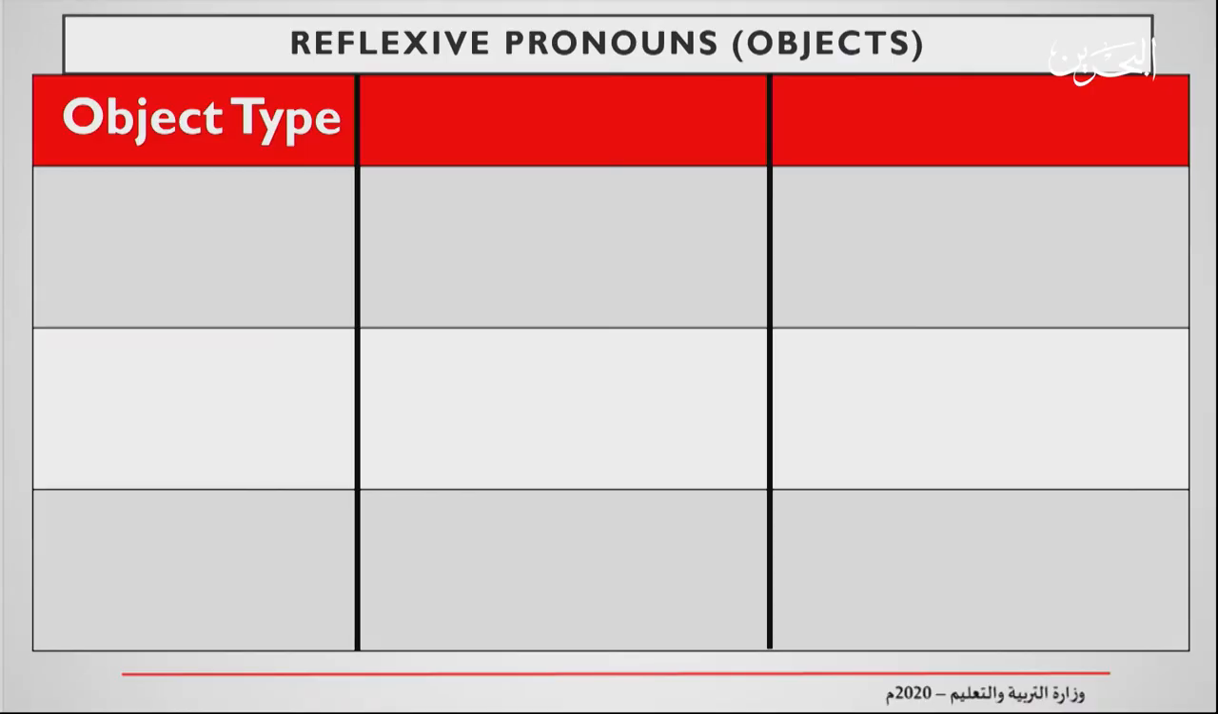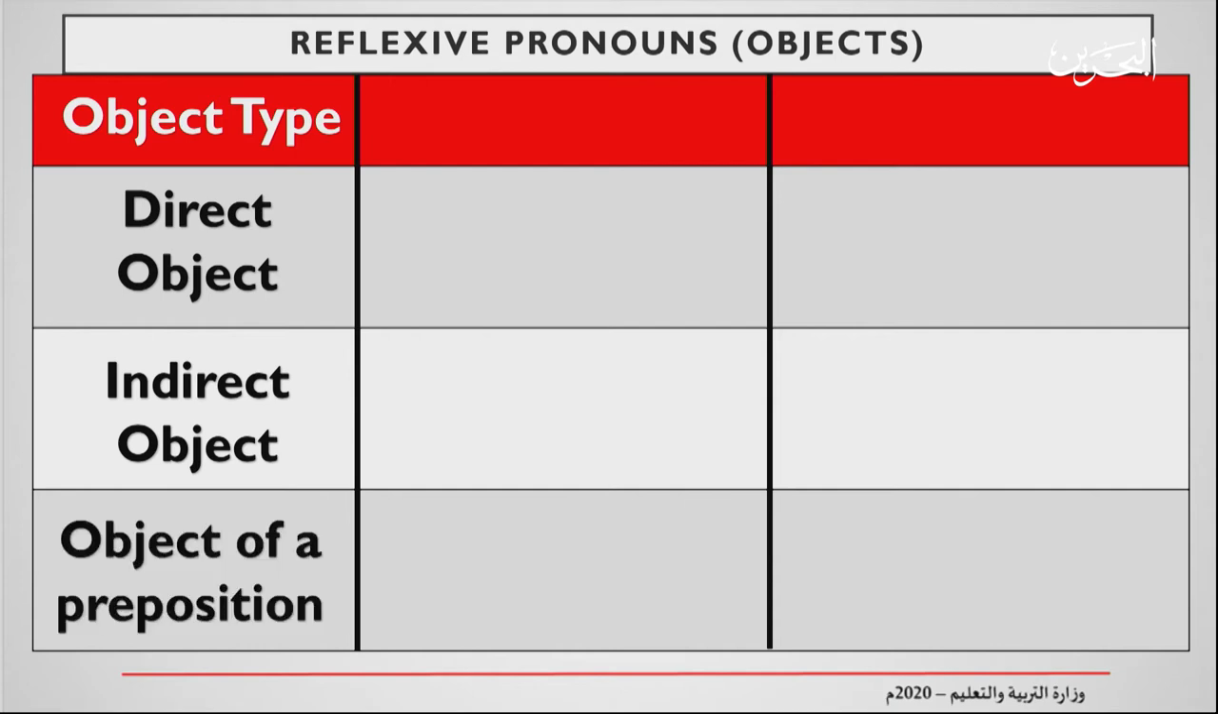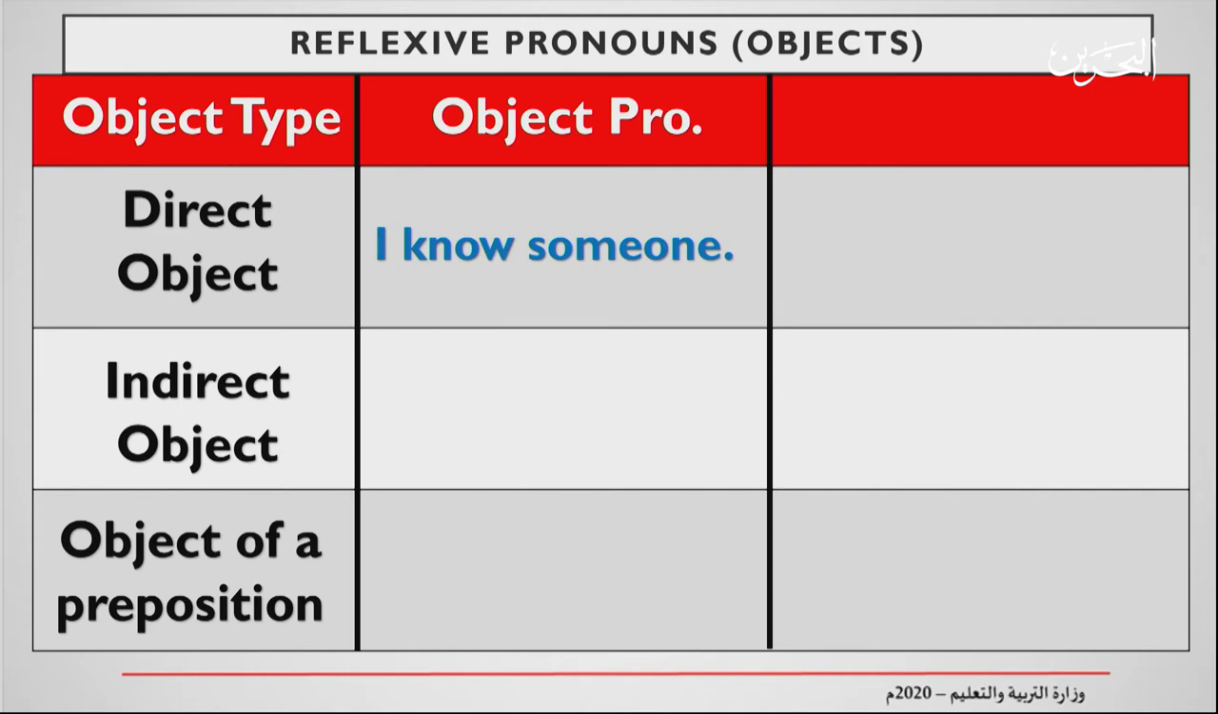Okay, object type. We have three types as objects. The first one is direct object. Second one is indirect object. Third one is object of a preposition. So, object pronoun, you say, I know someone. Now, someone is a direct object. And I added someone, you can say, I know him or I know her.